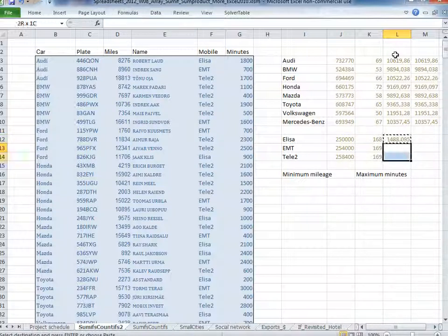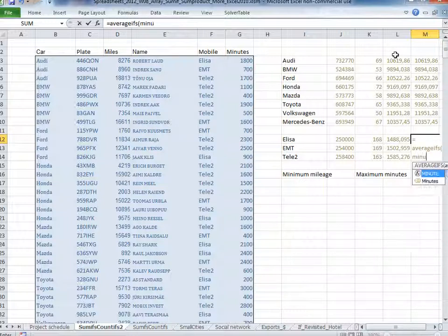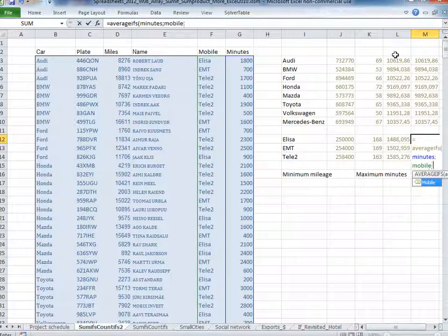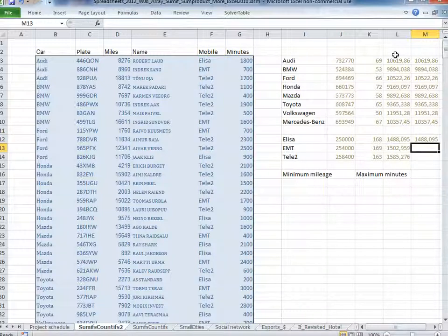Let's compute the averages, which is sum divided by count. And the highest average belongs actually to Tele2 with 1,585 minutes per month. Okay, and now let's calculate the average with the function AVERAGEIFS, and we're averaging the block minutes if the block mobile equals Elisa here, and the same numbers come out for all the companies.